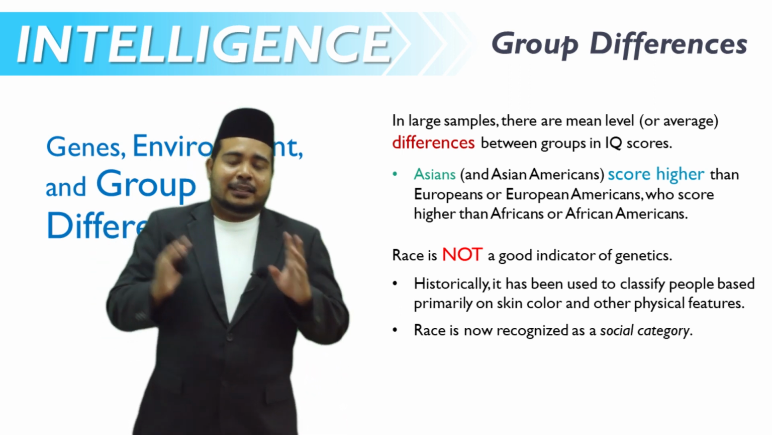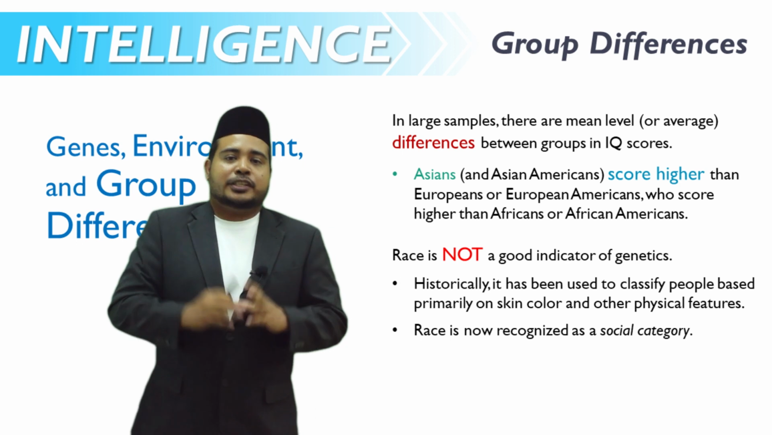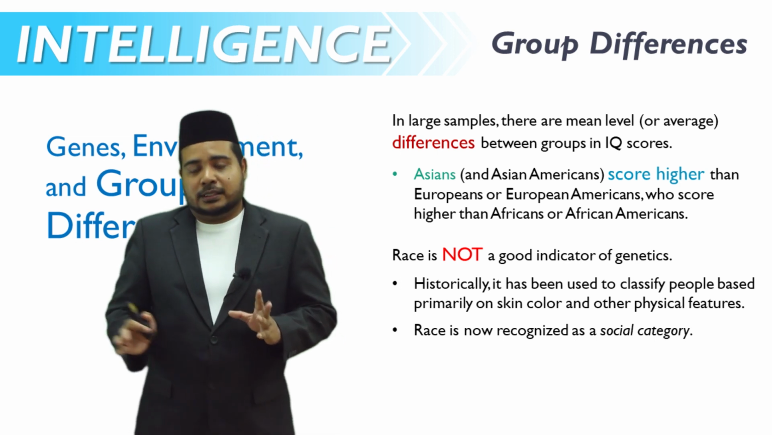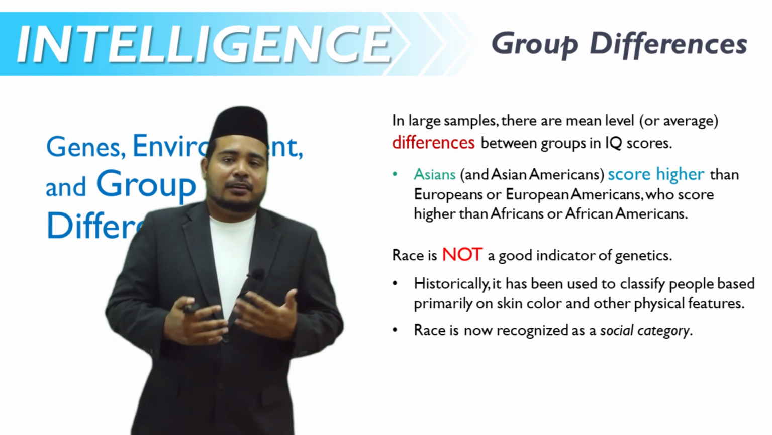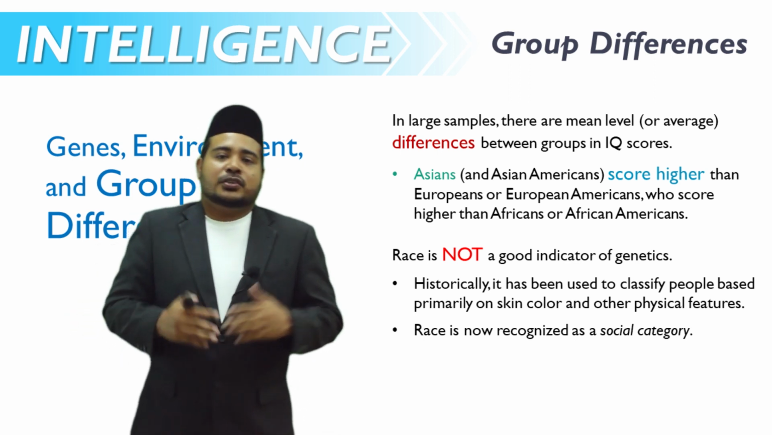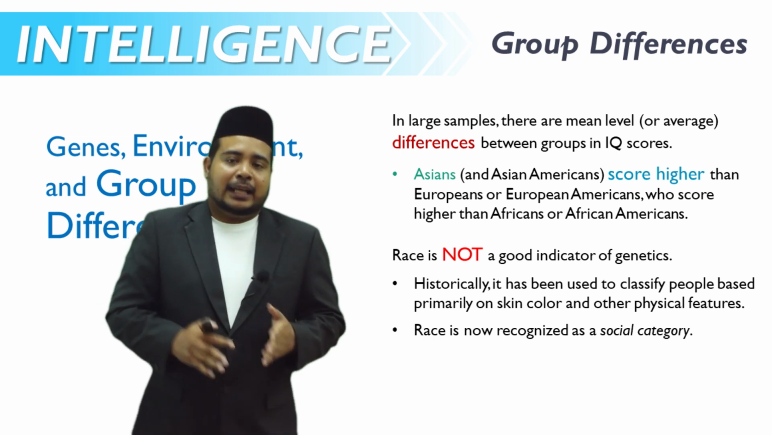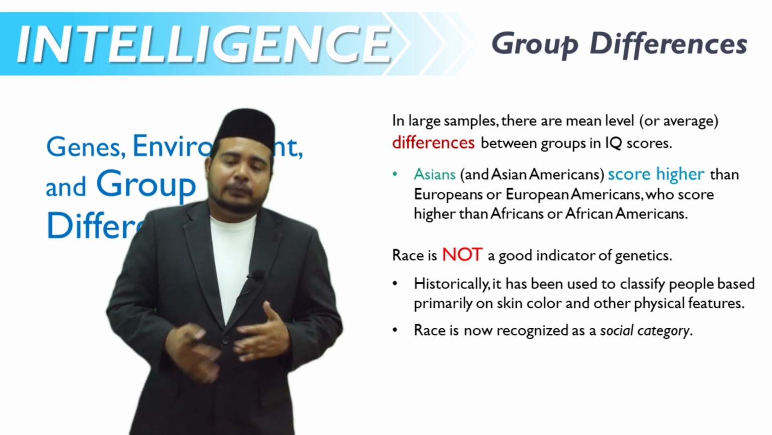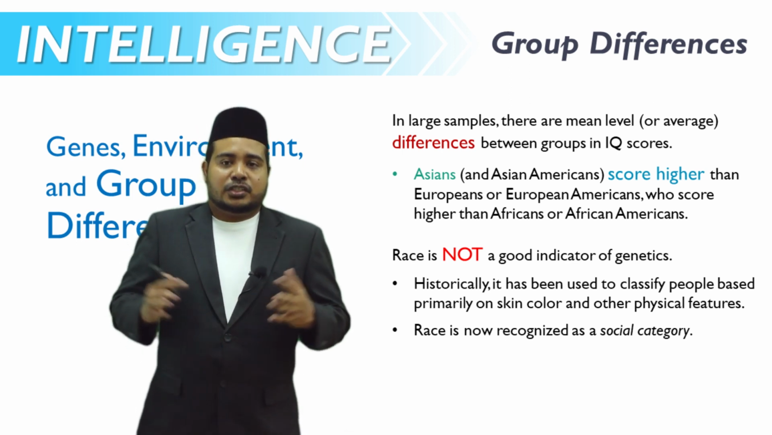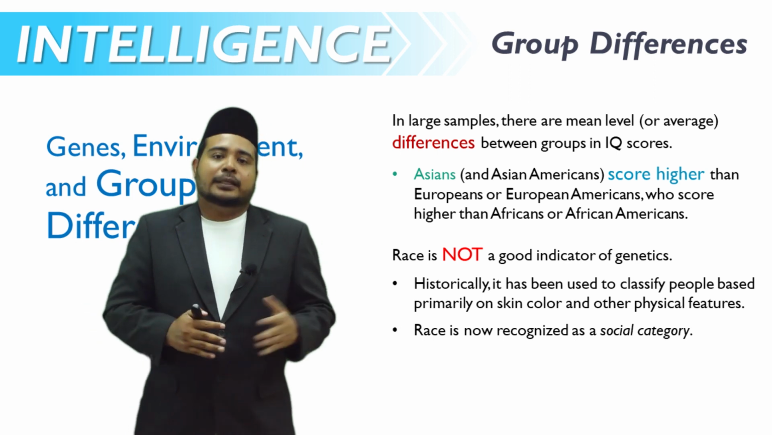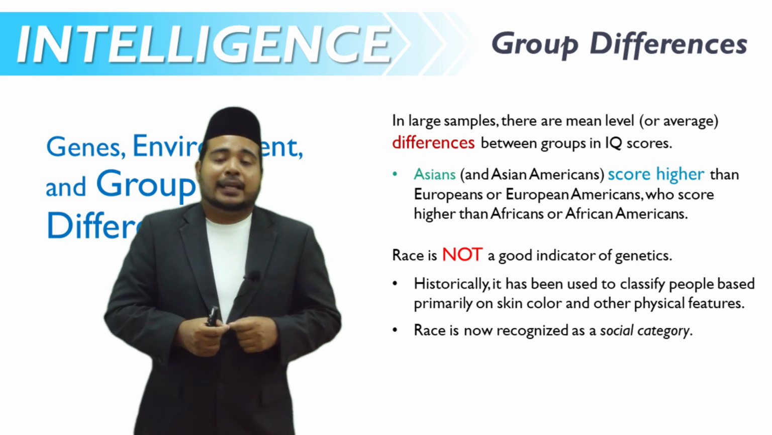What I said about the interesting thing here is that in this first part, the author tries to explain there are group differences. But at the same time, he mentioned that race is not a good indicator of genetic intelligence. Historically, it has been used to classify people based primarily on skin color and other physical features. But now, people start to acknowledge that and try to avoid being biased or committing discrimination towards other groups of people, other races. So race is now recognized as a social category.